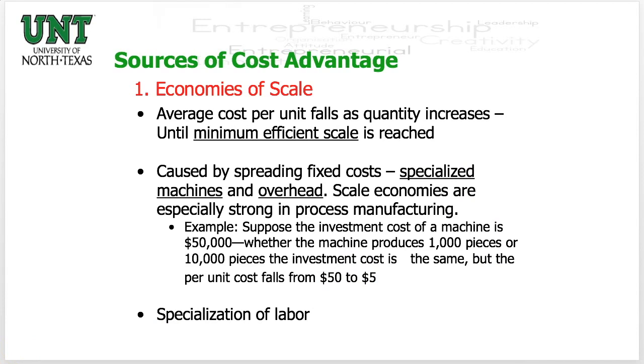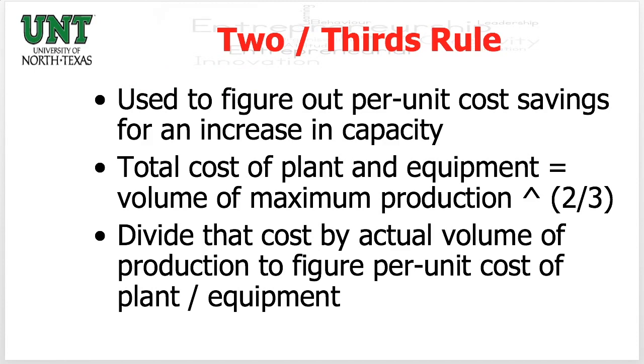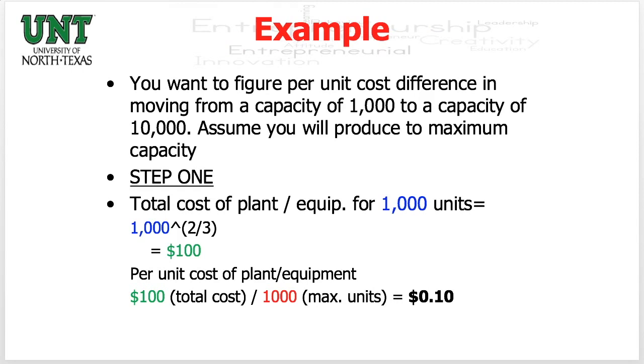Now, we're going to talk about a somewhat confusing concept called the 2/3 rule. This is going to tell you, as a manager, whether you should increase production or if you shouldn't. And the reason why it gets the 2/3 rule is because to get this calculation to figure out the total cost of plant equipment, you take the volume of maximum production, raise it to 2/3. Right? And then you divide that cost by actual volume to figure out the per unit cost of the plant and equipment. Let's do an example real quick.